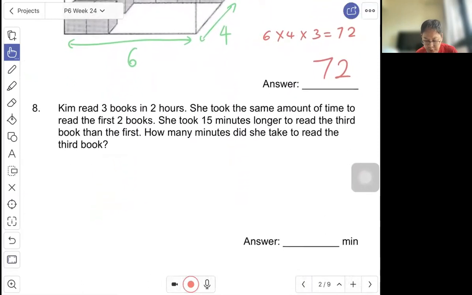Next, question 8. Mr. Tan gives you 1 minute to do question 8.